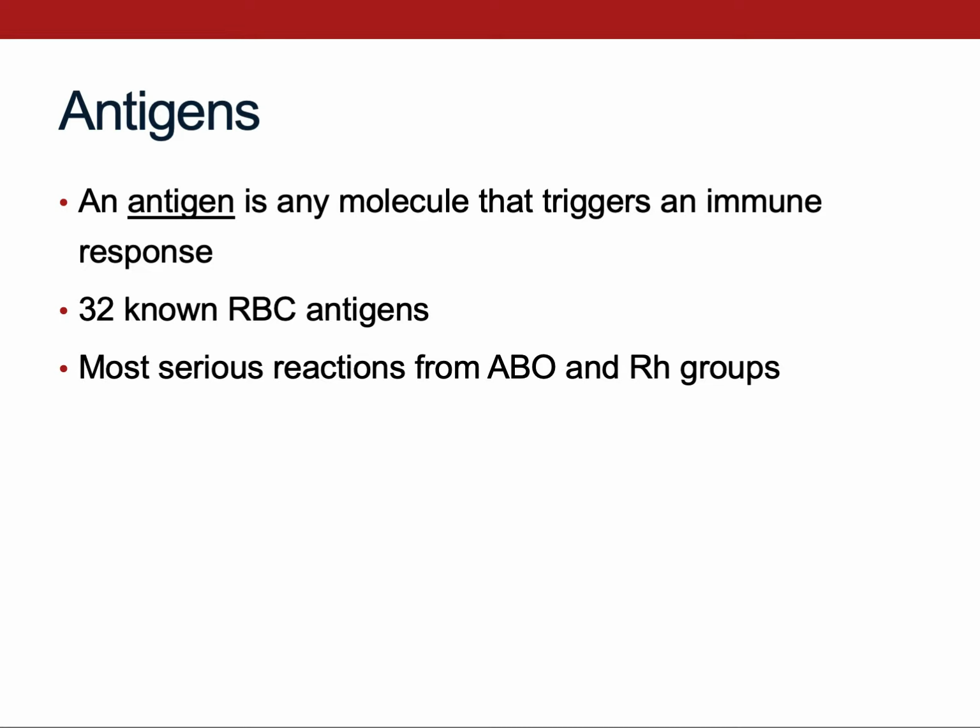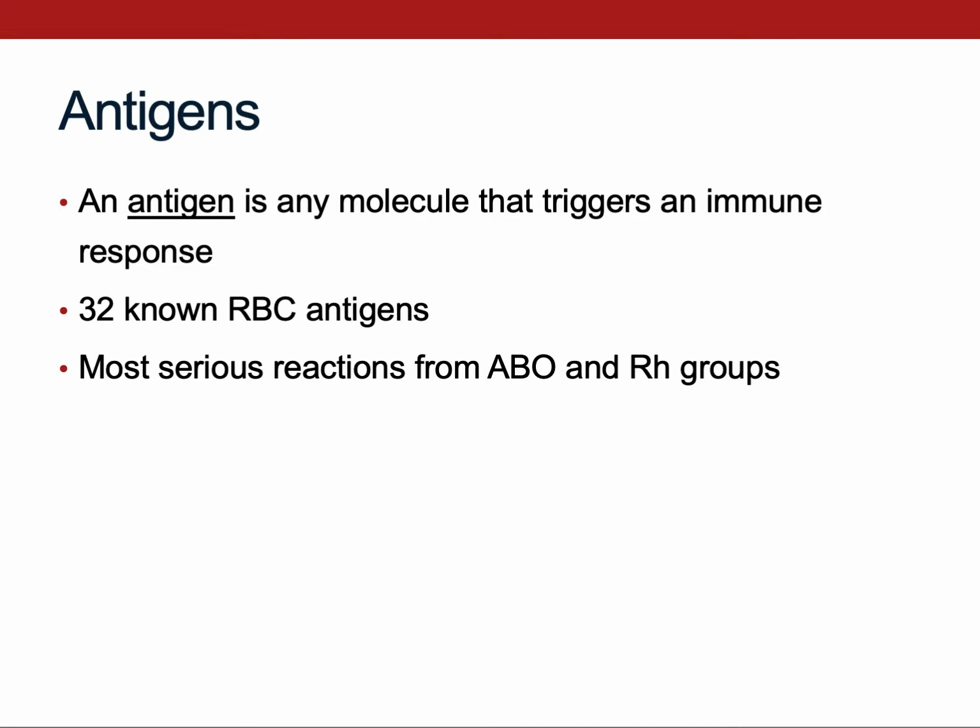We know about 32 different antigens, but the most serious reactions that can occur are from the ABO and the Rh groups. So two separate groups, the ABO group of antigens and the Rh group of antigens. So those are the ones we focus on when we're determining blood type.